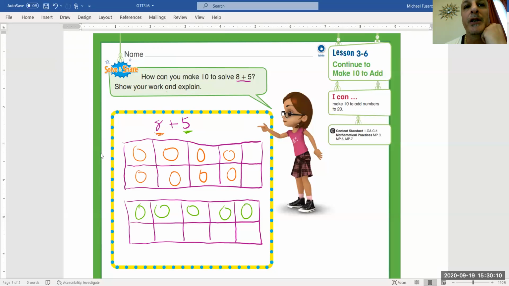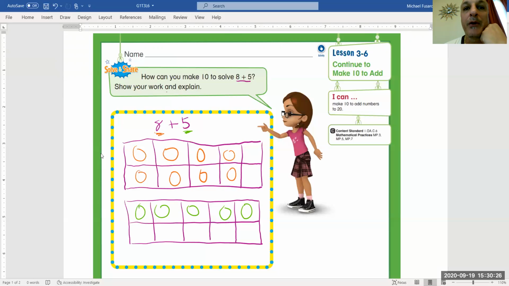Now, the question is, how can we make a 10 to solve? Well, boys and girls, we can move some of these guys and fill up this 10 frame. If we filled up this 10 frame, we would have not 8 anymore, but we would have 10.